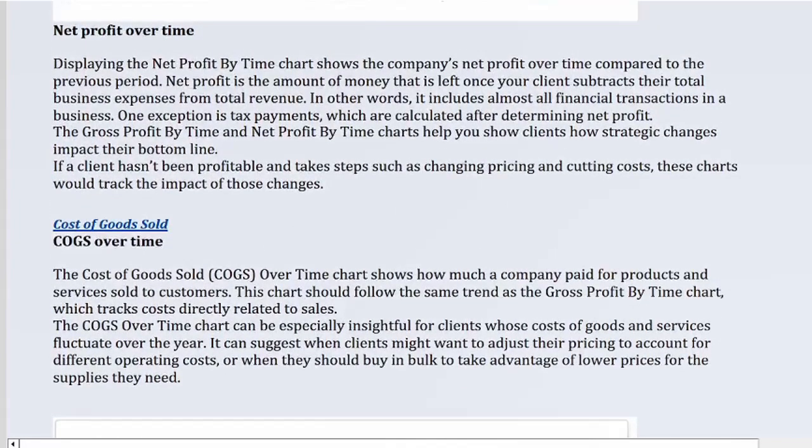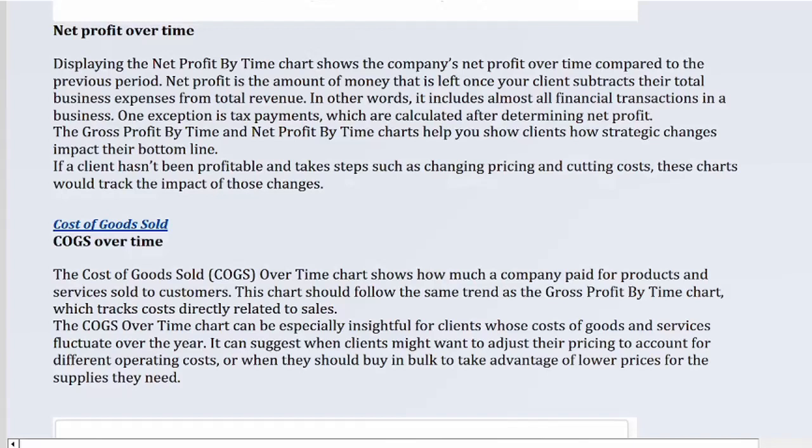Net profit over time. Displaying the net profit by time chart shows the company's net profit over time compared to the previous period. Net profit is the amount of money that is left once your client subtracts their total business expenses from total revenue. In other words, it includes almost all financial transactions in a business. One exception is tax payments, which are calculated after determining net profit. The gross profit by time and net profit by time charts help you show clients how strategic changes impact their bottom line.